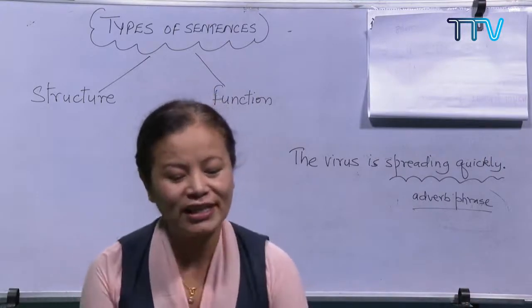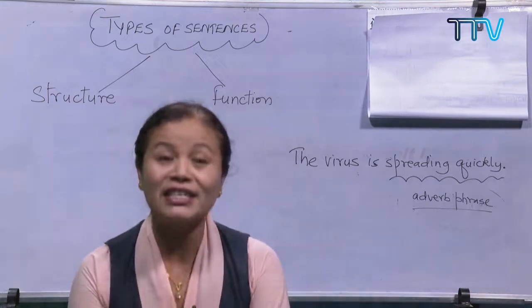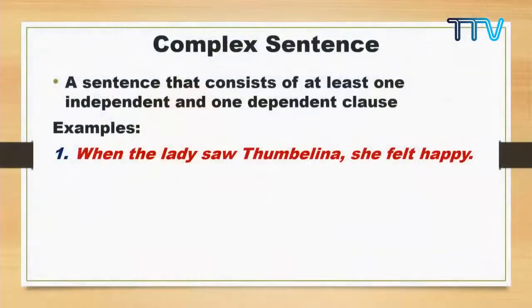So when the lady saw Thumbelina, she felt happy. So you can see two clauses in the sentence. When the lady saw Thumbelina, she felt happy. Okay, now are you able to identify which one is independent clause and which one is dependent clause? Are you able to do that? No wonder you see two clauses, right, in this sentence. One is independent and one is dependent. But which one is independent, which one is dependent?